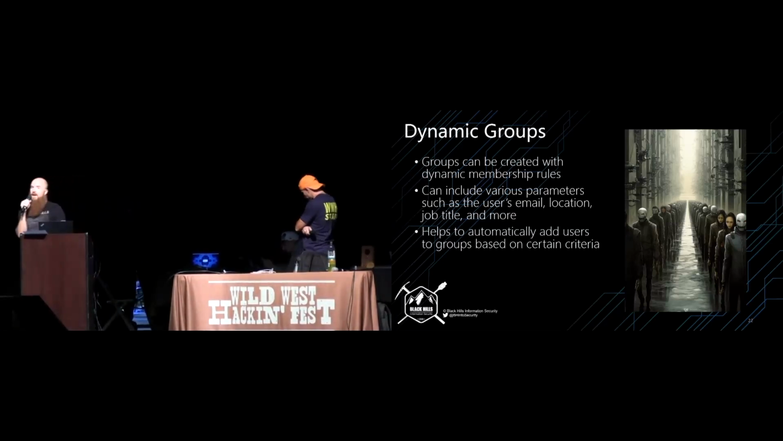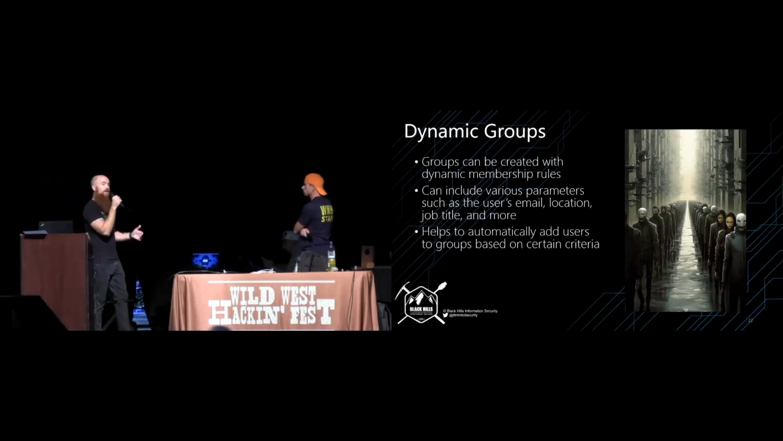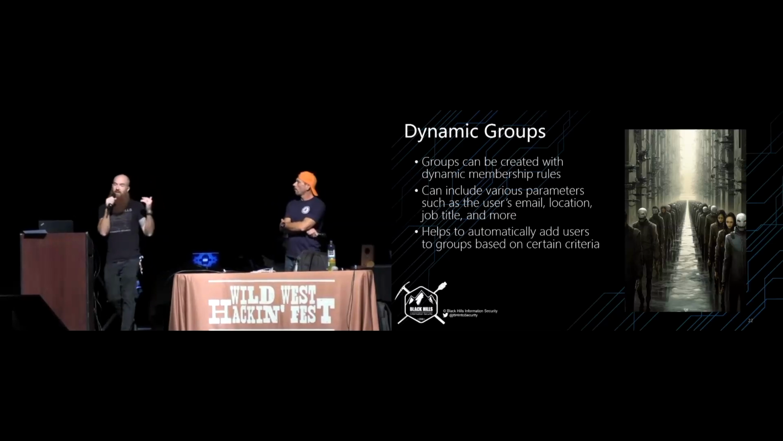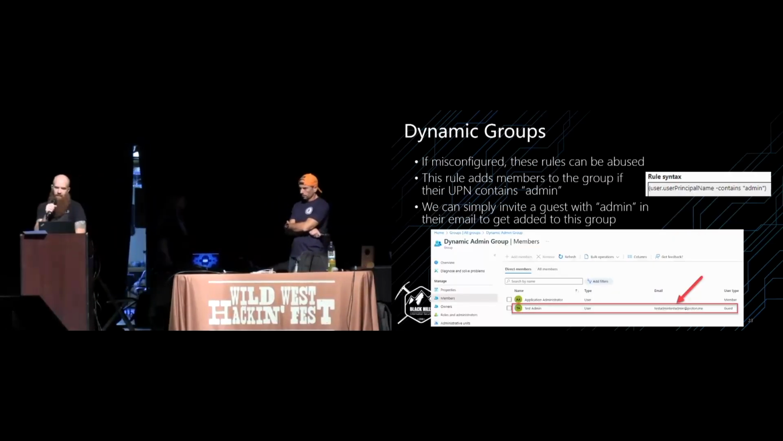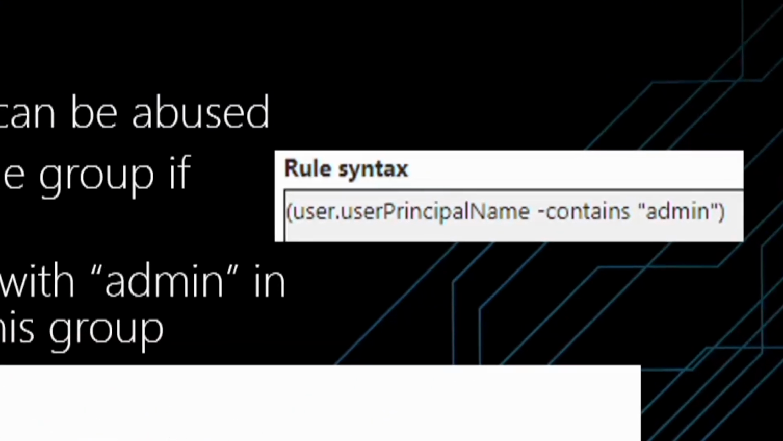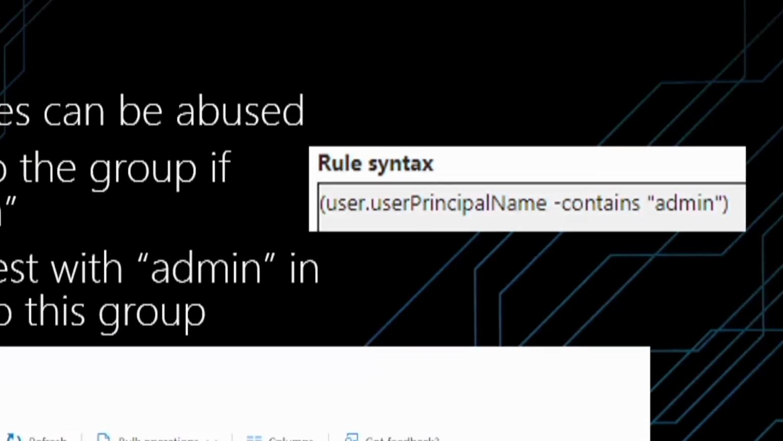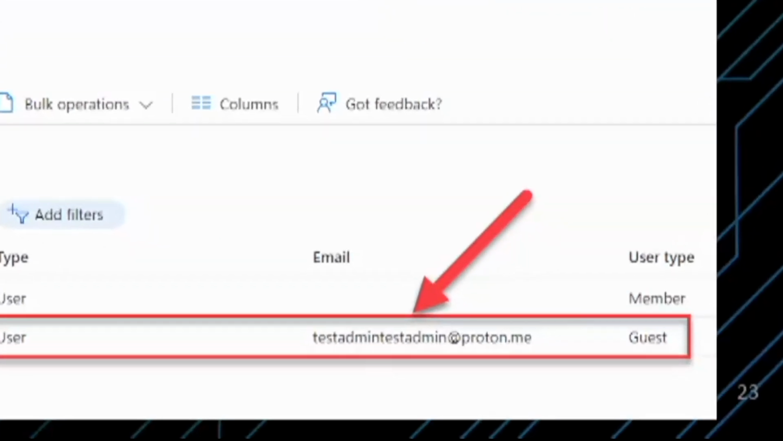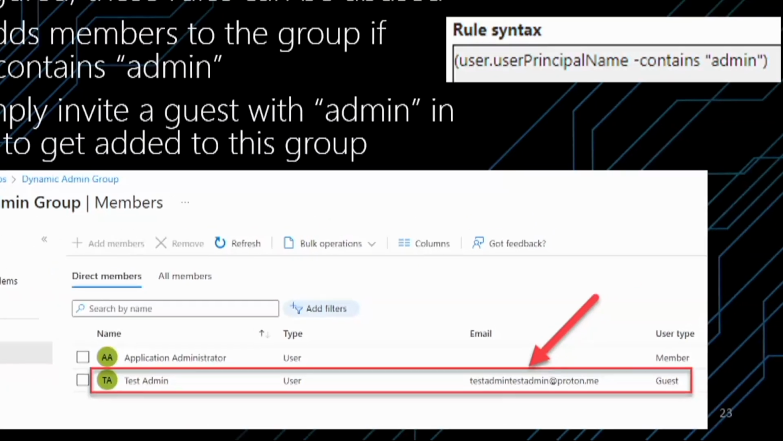Or what if I had a group where I wanted to add all my admins, and to do that, I made sure that I added any user that had admin in their name or username. That would look something like this. Top right there, we have a rule syntax for user.userPrincipalName - contains admin. Nobody would ever get the name admin in their email in my environment, right? Well, what if I invite a guest that has admin in the email address? What happens is that rule will trigger, and it will add my guest user that has admin in the email address directly to that new admin group.